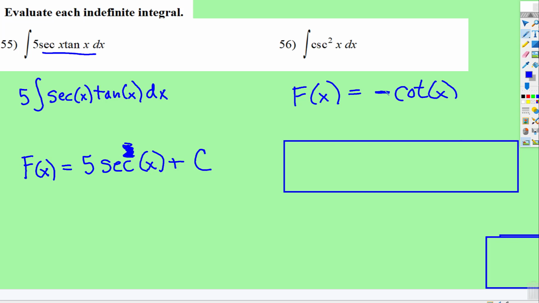All right, except for some of my awkward wording, that's it for antiderivatives of trig functions.